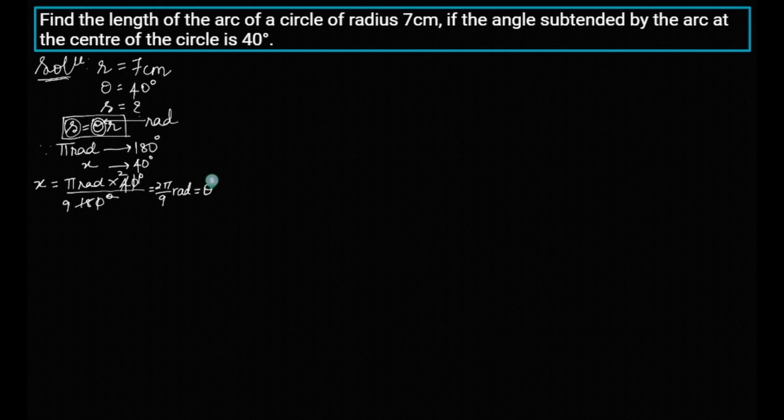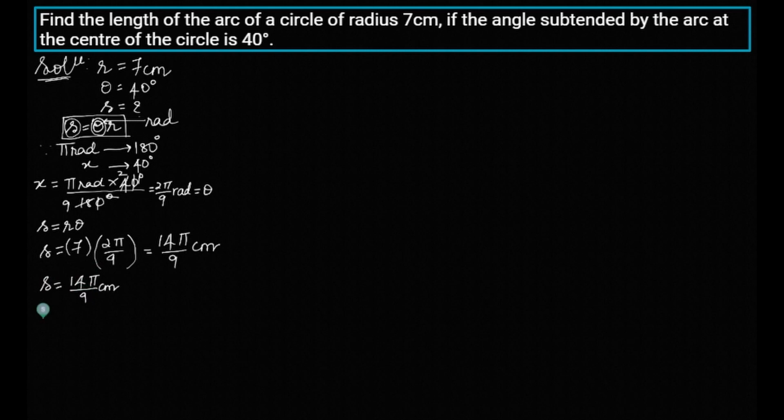So let us substitute the values in the equation to find out the length of the arc. That is, S is equal to r theta. The radius of the circle given here is 7 centimeters. The angle subtended at the center of the circle in radians is equal to 2 pi by 9 radians, which gives 14 pi by 9 centimeters, because the radius given in the question is in centimeters. So therefore S is equal to 14 pi by 9 centimeters.